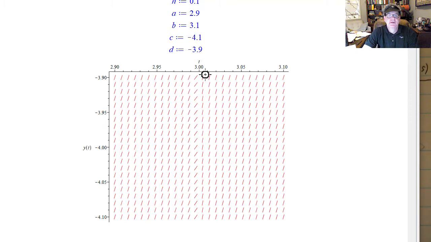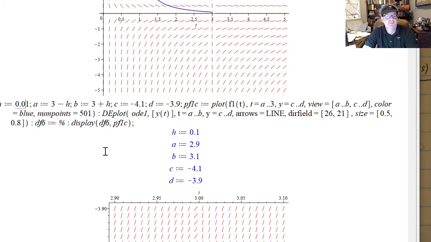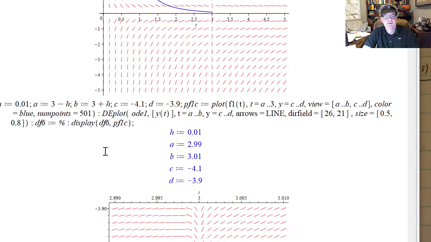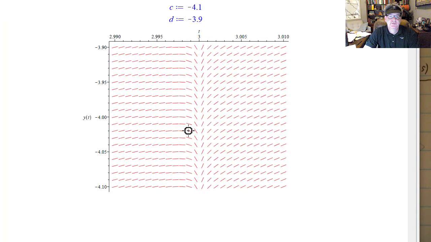So it doesn't look like, at least on the left of 3, that we're going down. But if you zoom in closer, let's make h equal 0.01, and there it appears, and you go down. So if you just zoom in enough, it'll go from increasing to decreasing, but it does so really close to the 3.